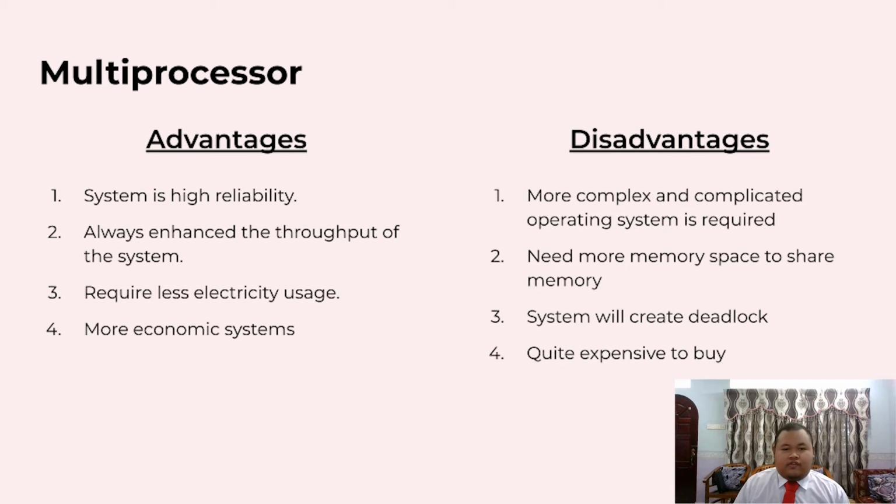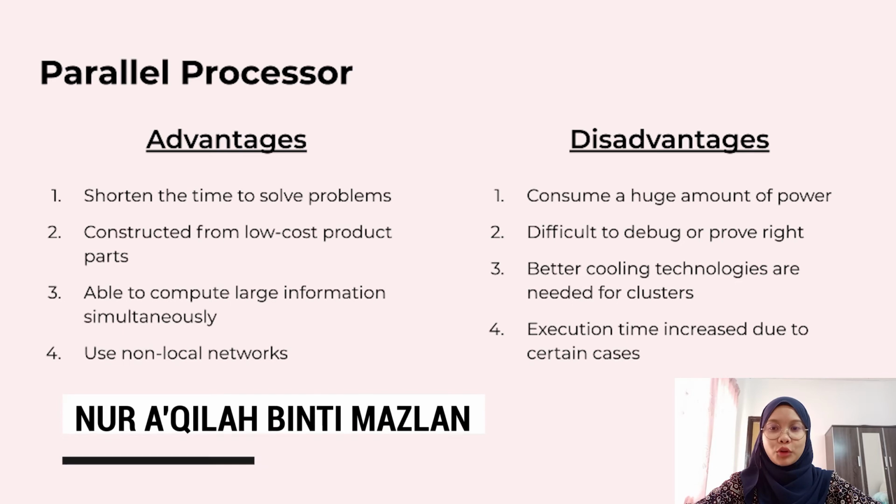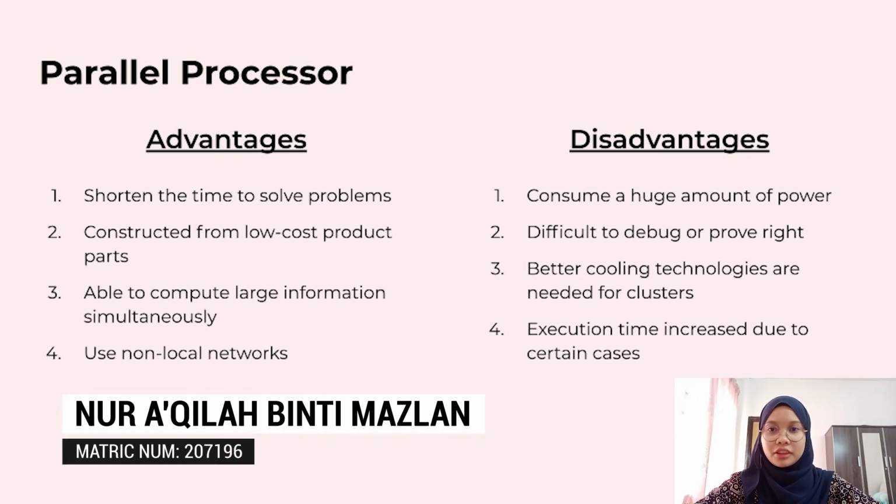Furthermore, the system can create deadlock. If one processor is already using an input-output interface or device, then another processor would be unable to use the same interface or device, resulting in a deadlock. Last but not least, multiprocessors are quite expensive to buy due to the quality and materials used for the processor or product itself. Next, parallel processor advantages and disadvantages.